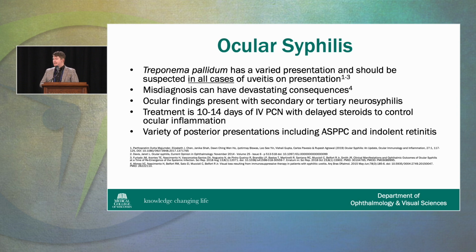Misdiagnosis can have devastating consequences in syphilis. Ocular findings present with secondary or tertiary neurosyphilis. And treatment is 10 to 14 days of IV penicillin with delayed steroids to control the ocular inflammation from that Jarisch-Herxheimer reaction you memorized from med school. Variety of posterior presentations include ASPPC that we were talking about, as well as indolent retinitis.